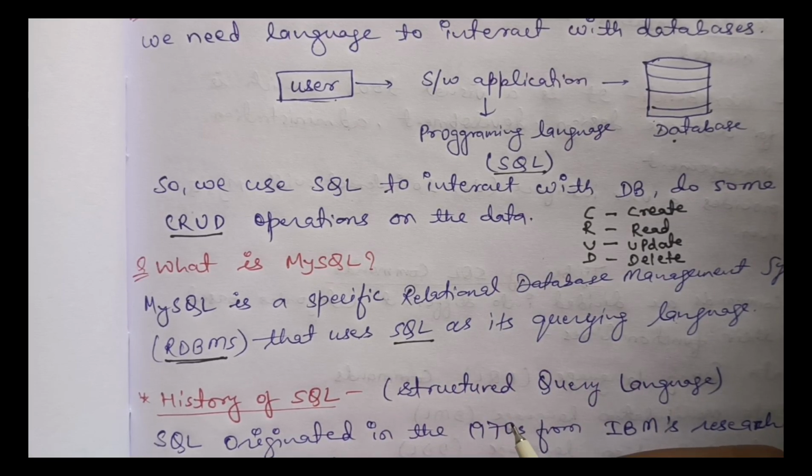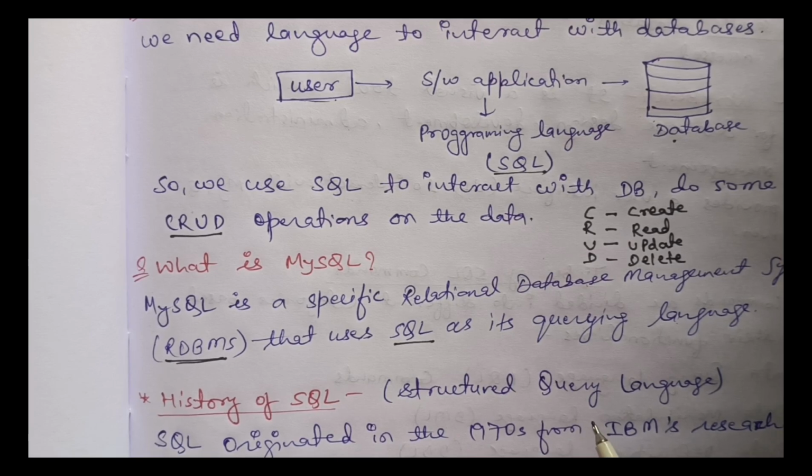So we can understand that MySQL is a type of software application. It is a type of software application that is used in the querying of the RDBMS. RDBMS means Relational Database Management Systems, in which data is stored in the form of tables, in the tabular format.